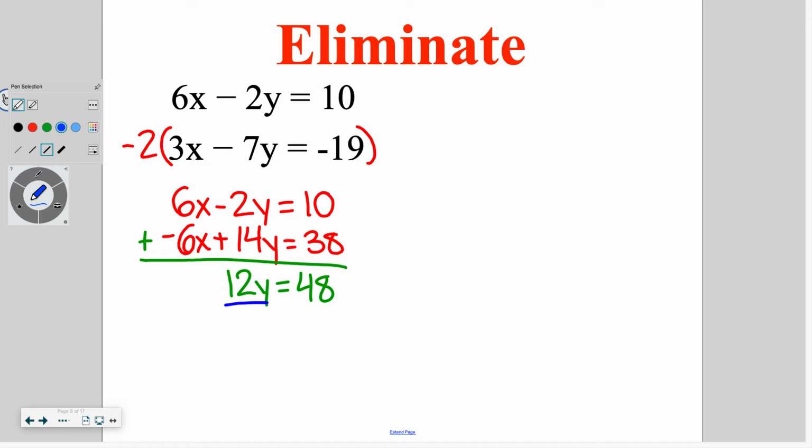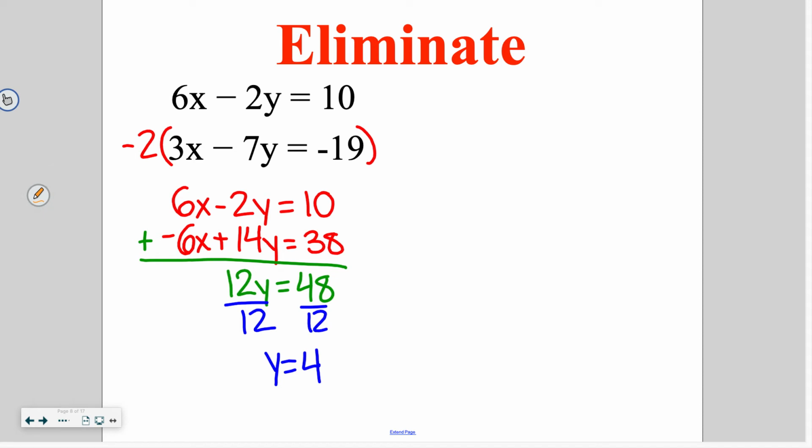Continuing to solve, I'm going to divide by 12 on both sides, giving me y is equal to 4. When you plug back in, you should always plug into one of the original two equations. So even though we multiplied the second one by negative 2 as we solved, when we plug back in to find the second variable, we always want to make sure we use an original equation.